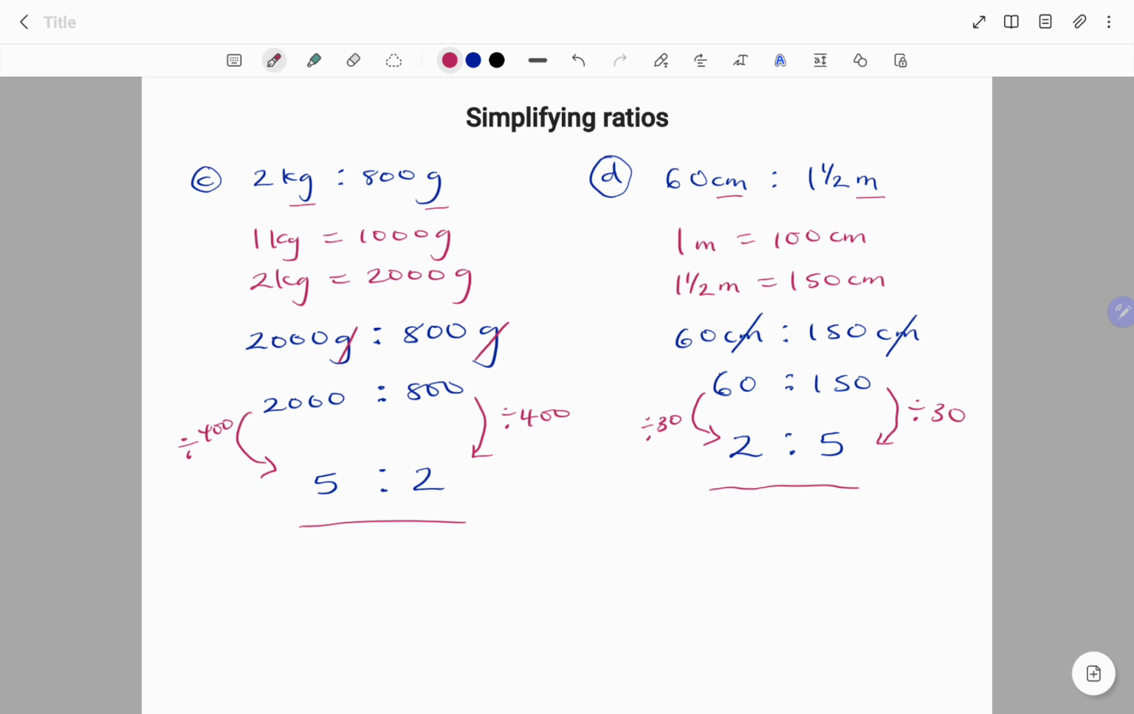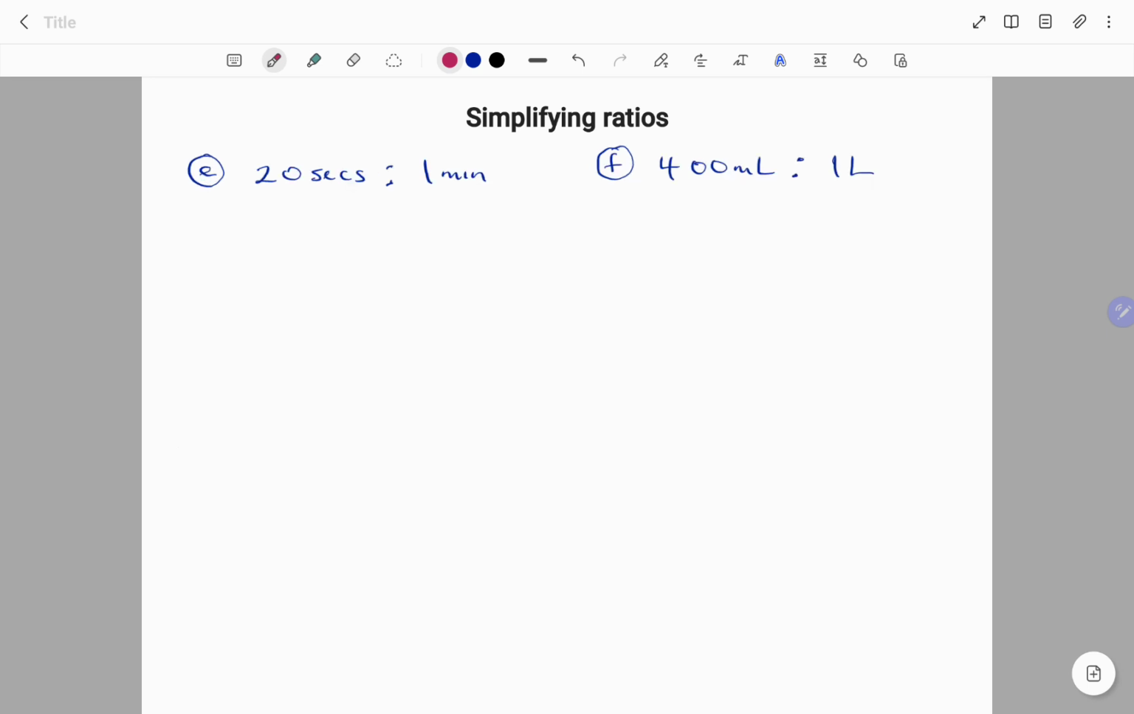Let's look at 2 more examples. Again, I check. The next question says 20 seconds to 1 minute. The seconds and minutes are different. I have to make sure that the units are the same. I know that 1 minute equals 60 seconds. I'm putting that back into my ratio. I have 20 seconds to 60 seconds. Once the units are the same, I drop my units.